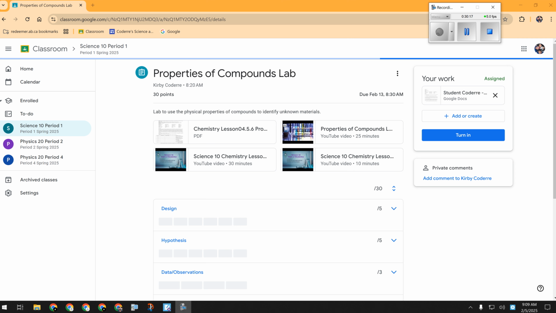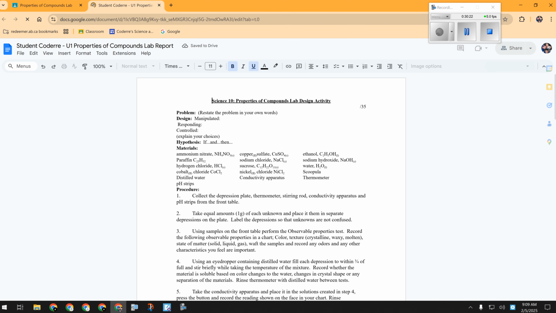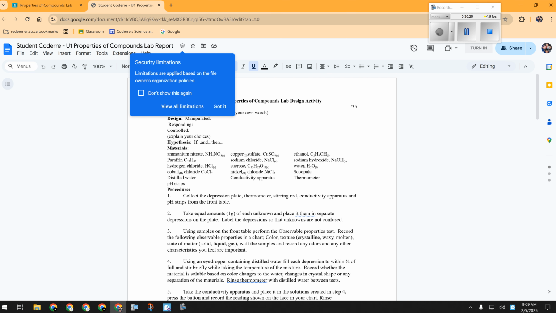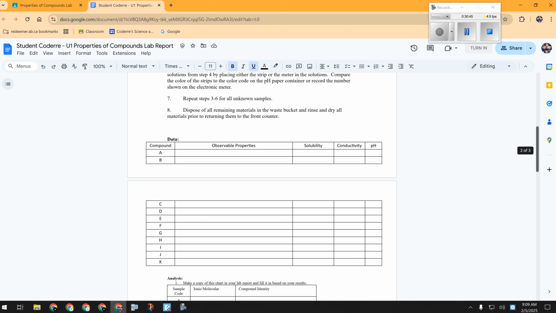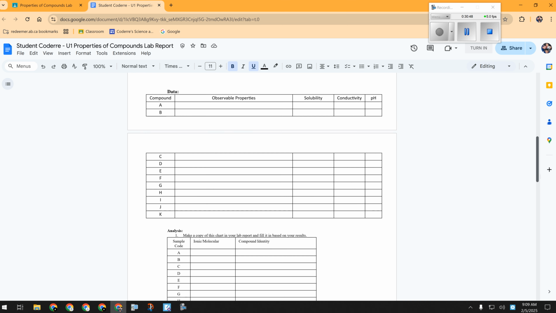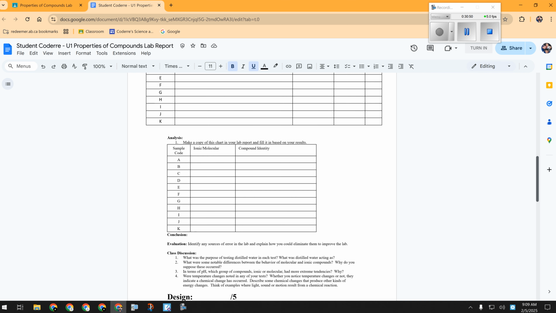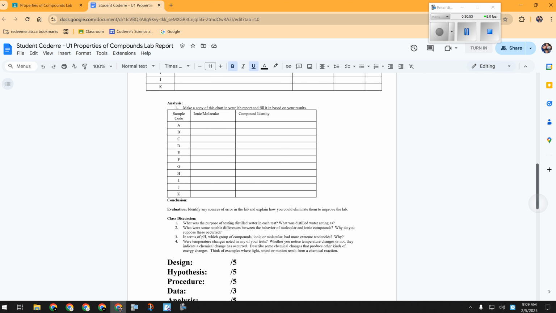All right, so when you open up that Google Doc, you will see that you can edit it. It'll have your name there at the top. This is what you're going to submit to me as your lab report. So you're just going to fill in the blanks here. This is exactly the format that we talked about yesterday. It starts out with a problem, then you've got your variables, your hypothesis, and then procedure. And then as you go down, you'll see that there's a chart for your observations, and then the analysis is just identifying the compounds, conclusion, evaluation.